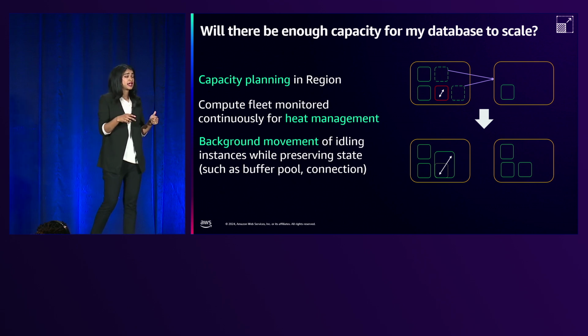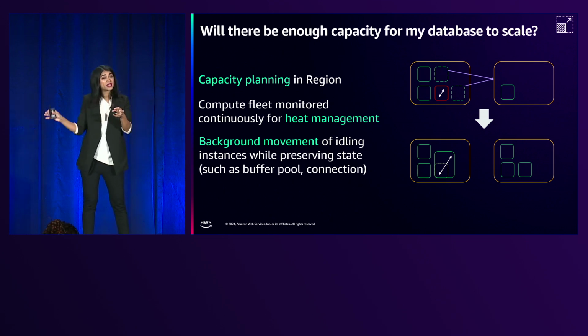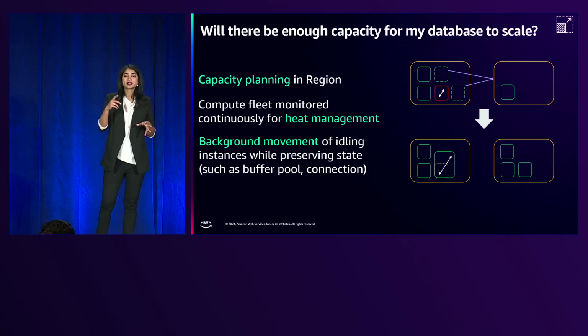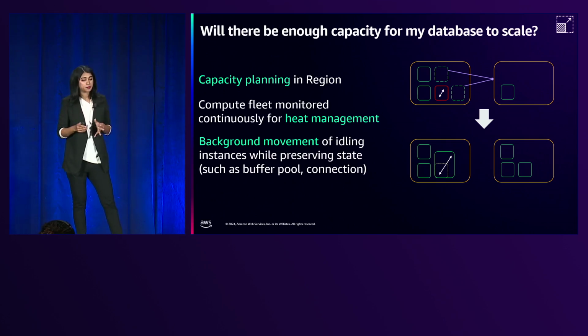What we do is we look around for idle instances on that particular host. Those are the instances that we're going to move away from the host to a different host, so we have more room within the host for your instance to scale. And whenever we're doing any of these movements from one host to another, we want to make sure that we preserve the background process, so your buffer pool connections.